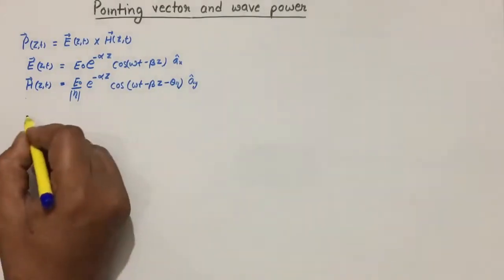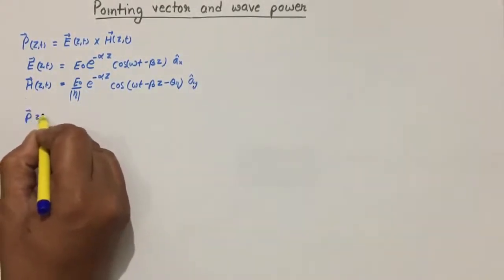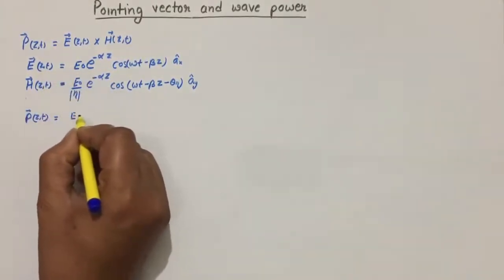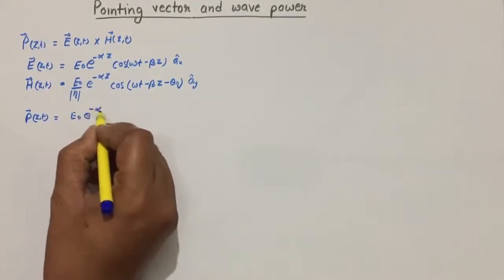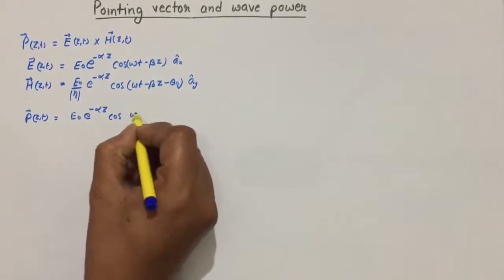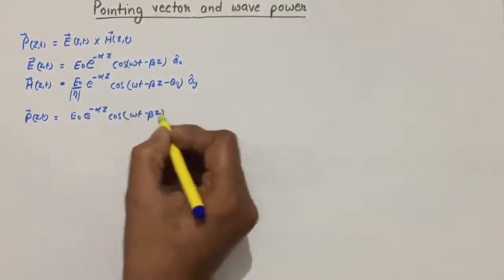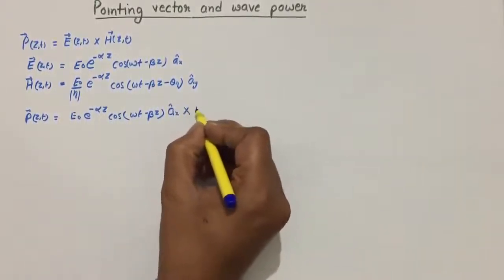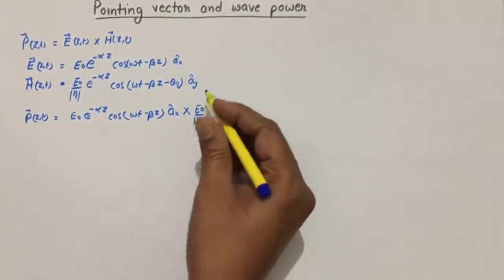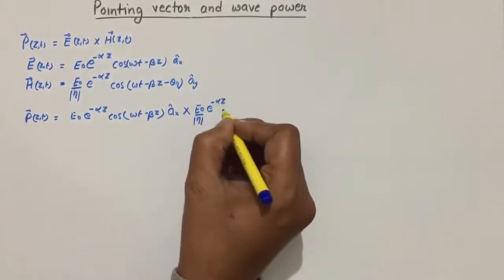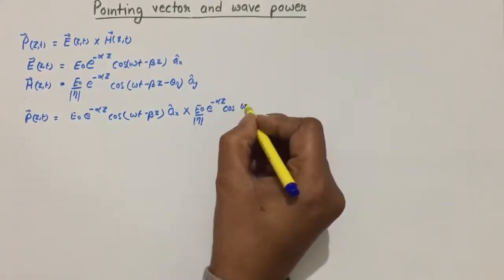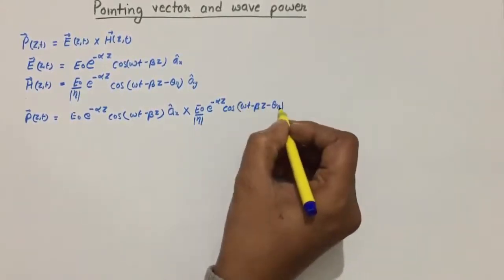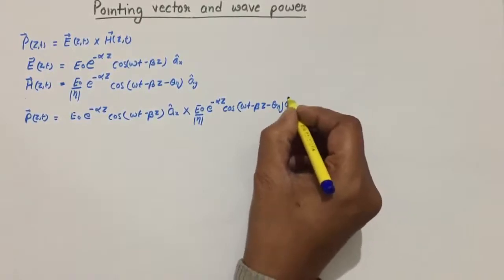Now the instantaneous Poynting vector we can find just by cross multiplication of these two, that is E naught e to the power minus alpha z cos(omega t minus beta z) in the direction of AX, cross product E naught by eta e to the power minus alpha z cos(omega t minus beta z minus theta eta) in the direction of AY.